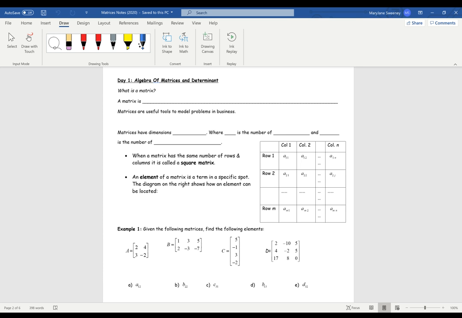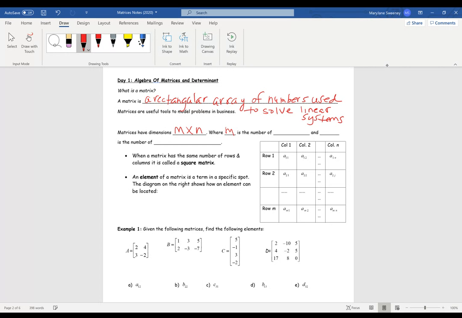A matrix is a rectangular array of numbers used to solve linear systems. Matrices have dimensions m by n, where m is the number of rows and n is the number of columns.